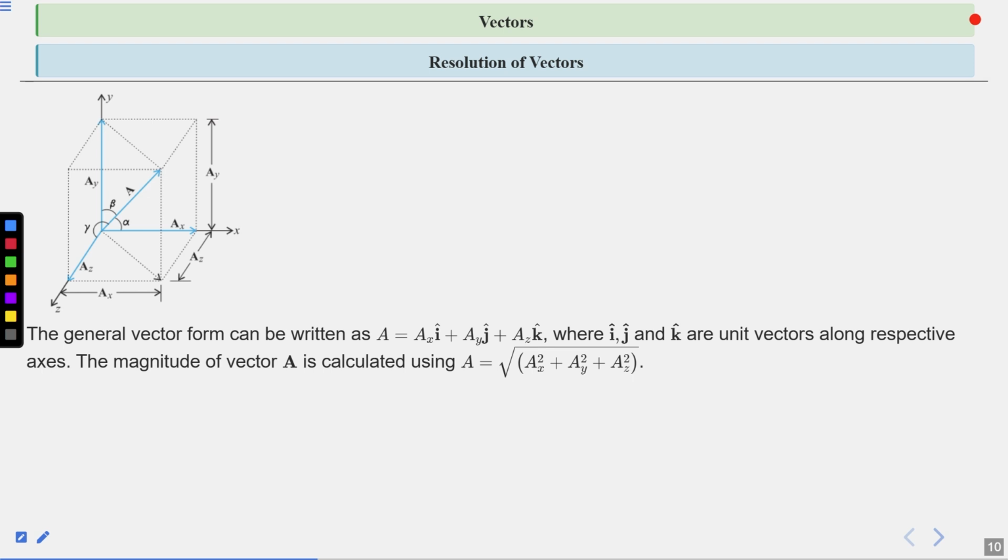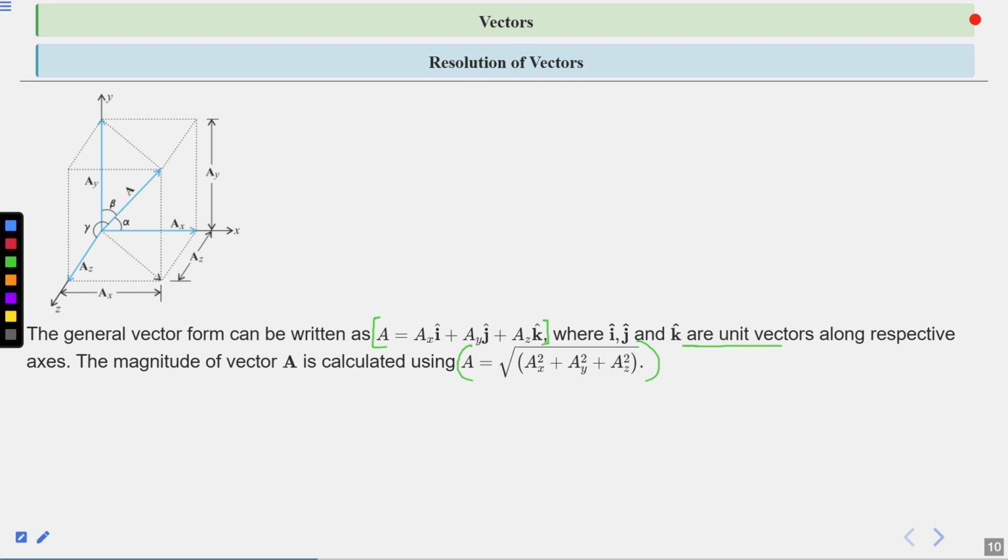So in general, a vector can be written as A is equal to Ax i cap plus Ay j cap plus Az k cap, where we already know i cap, j cap and k cap are unit vectors along the respective axes, and the magnitude is this one: A is equal to under root Ax square plus Ay square plus Az square.